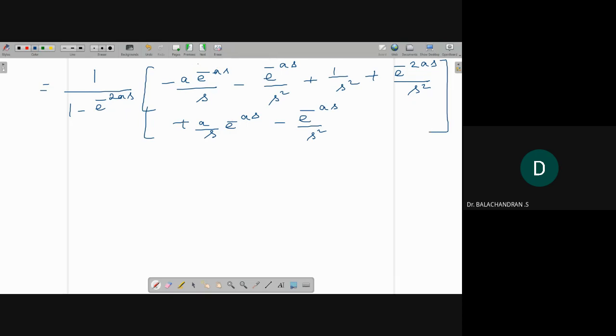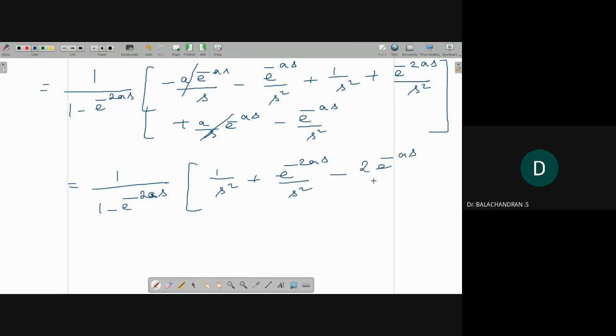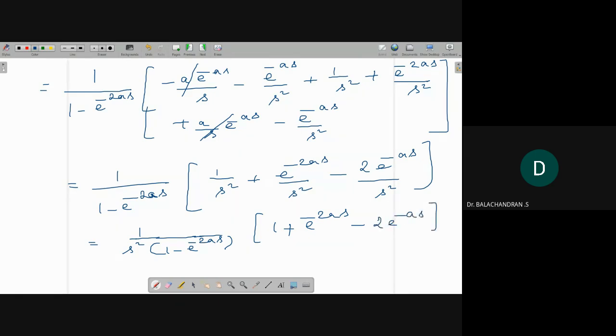So I think you can cancel this term and this term. What remains is 1 by 1 minus e power minus 2as times 1 by s square, plus e power minus 2as by s square. And if you add these two, we get 2 times e power minus as by s square. So you can take 1 by s square common: 1 by s square into 1 minus e power minus 2as, with the numerator 1 plus 2 e power minus as plus e power minus 2as.